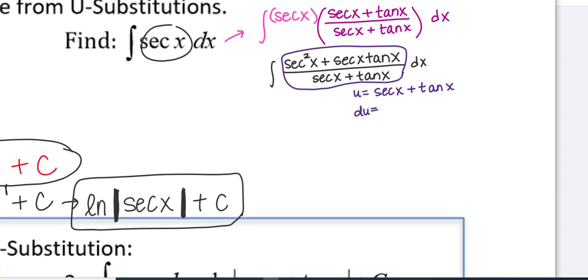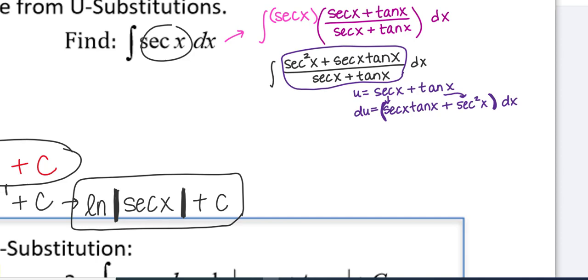Let's see if our du is here. So the derivative of secant x, we just looked at that a few minutes ago, right, is secant x tangent x plus, I'm going to put this all in parentheses, the derivative of tangent x is secant squared x, and this whole thing is dx.